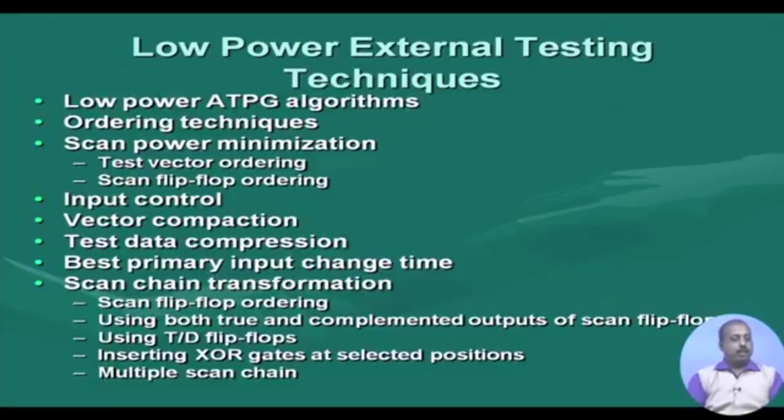Then another possibility is the best primary input change time. What it tells is that any test pattern has one part which is primary input, and the other part constitutes the pseudo primary input. The pseudo primary input part is actually shifted through the scan chain. Since that shifting will take time, when exactly we change the primary input part may determine the power consumption, the transitions in the circuit.